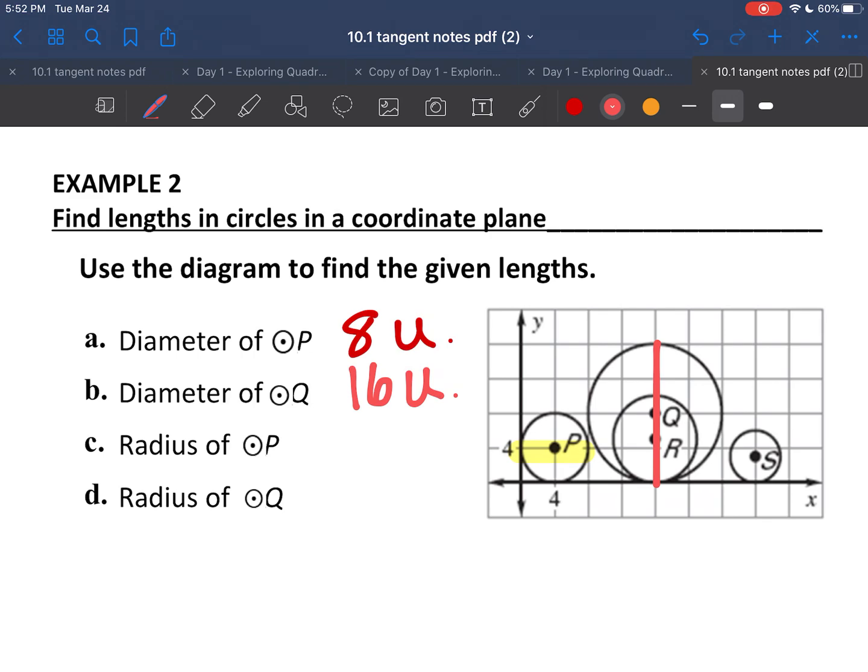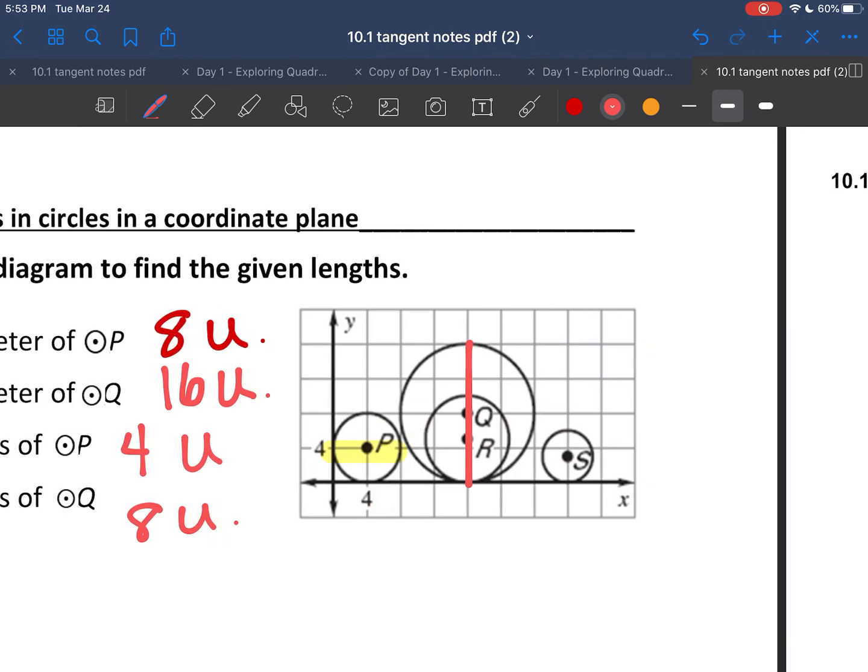Okay, I want the radius of circle P. So a couple of things, you could use the diagram, but if I have already found that the diameter of circle P is 8 and the radius is half of that, well, then I can just say that I have 4 units. And then for part D, what is the radius of circle Q? Well, the diameter a second ago was 16, so the radius is going to be half of that amount. So I would have 8 units. Okay, let's keep going.